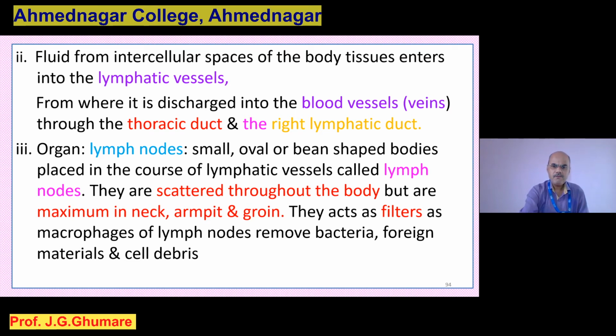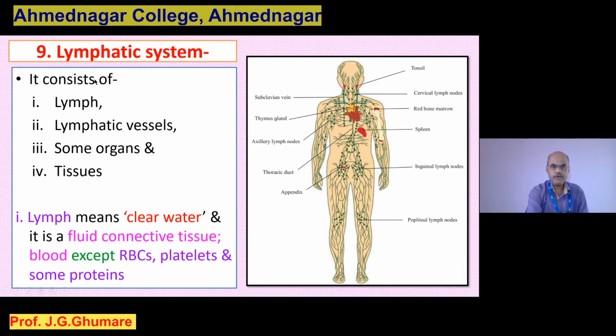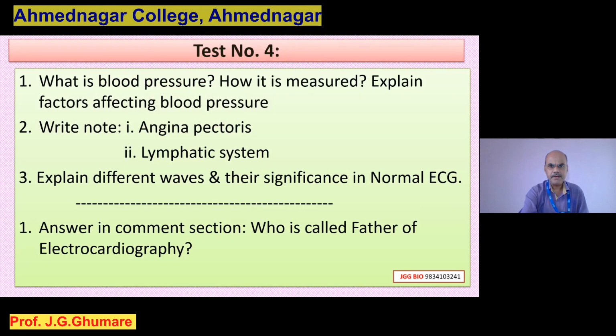So simply we'll have three parts here: the fluid called lymph, the vessels called lymphatic vessels, and organs like lymph nodes. The whole tissue in the body forms an additional system called the lymphatic system. As compared to the circulatory system, we need not go into much detail of the lymphatic system here.